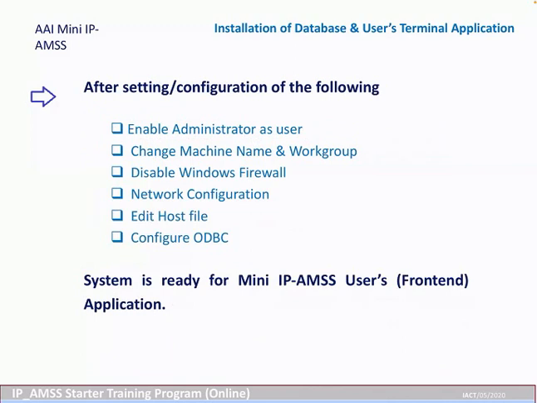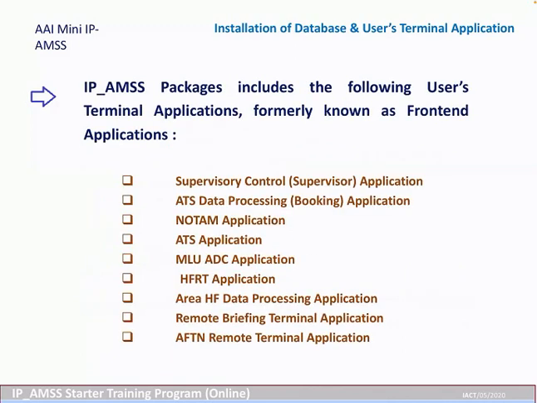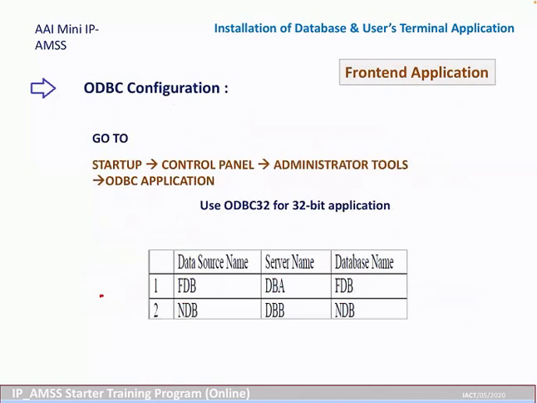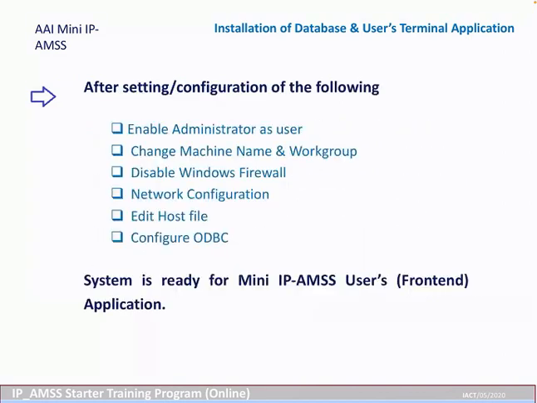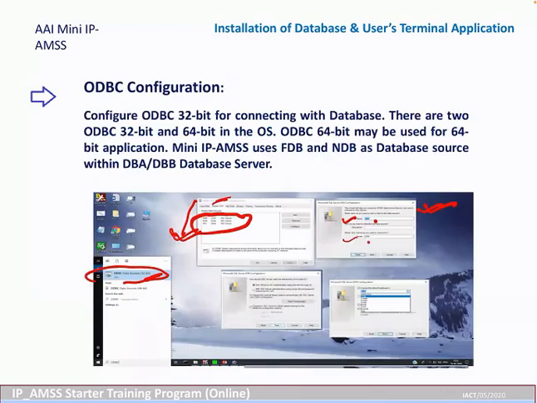You can see the data source name will be FDB, server name will be DBA, and database name will be FDB. So the same thing we have done here. In name you put FDB, then for server you select DBA, then you click on next.